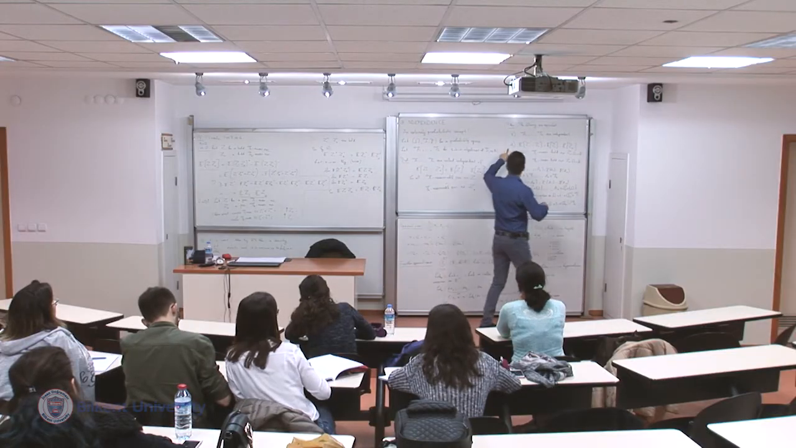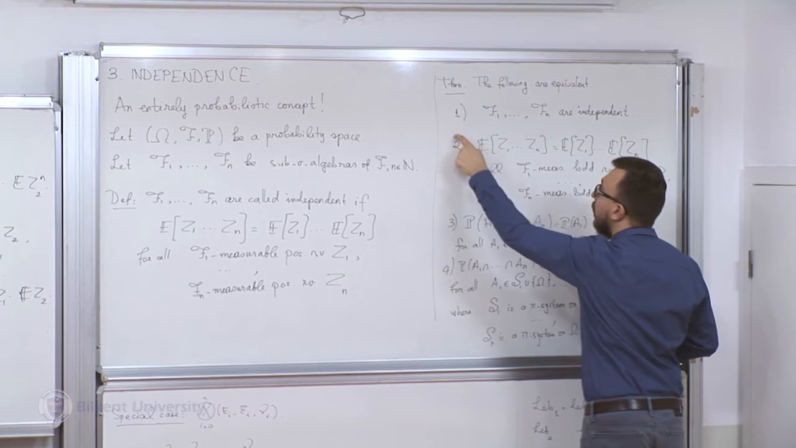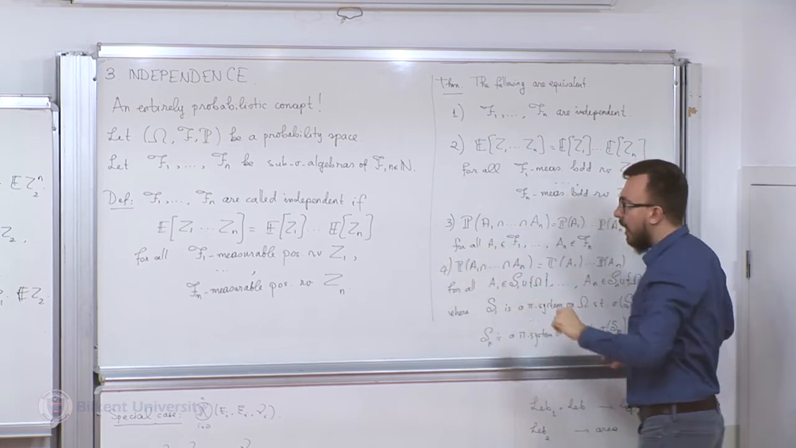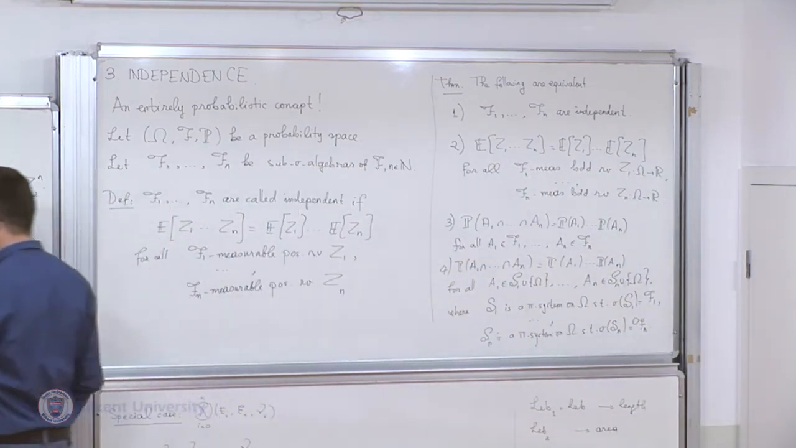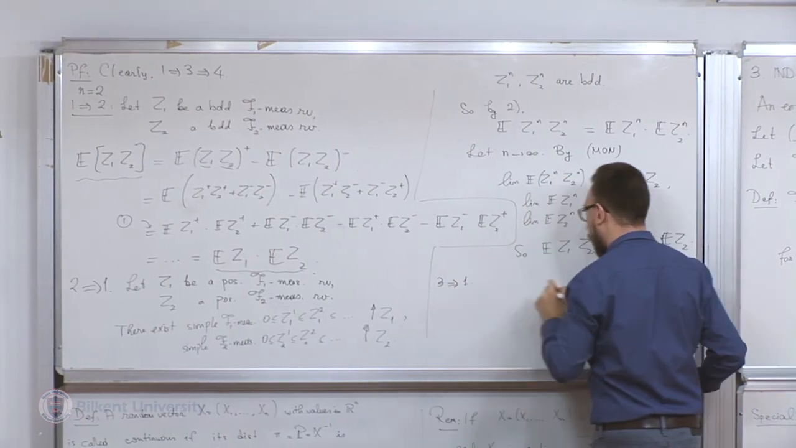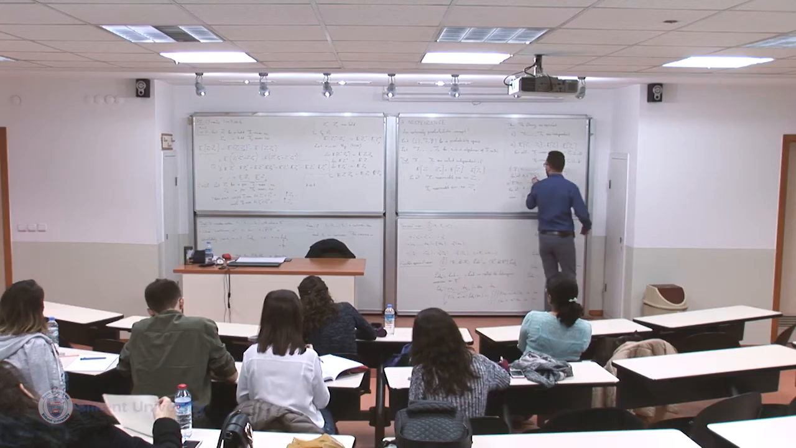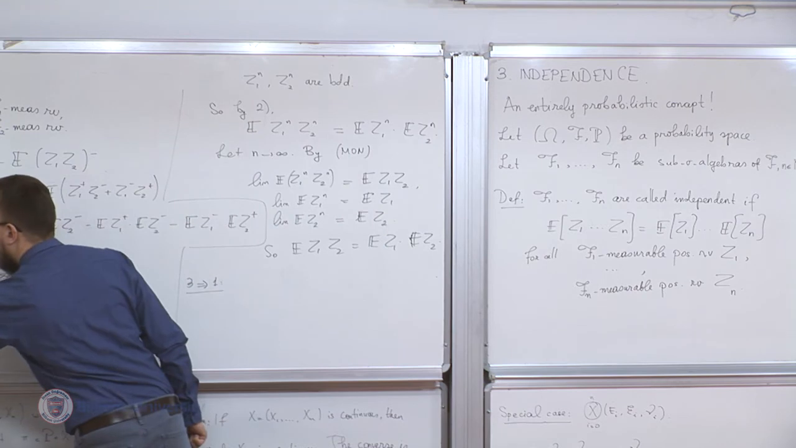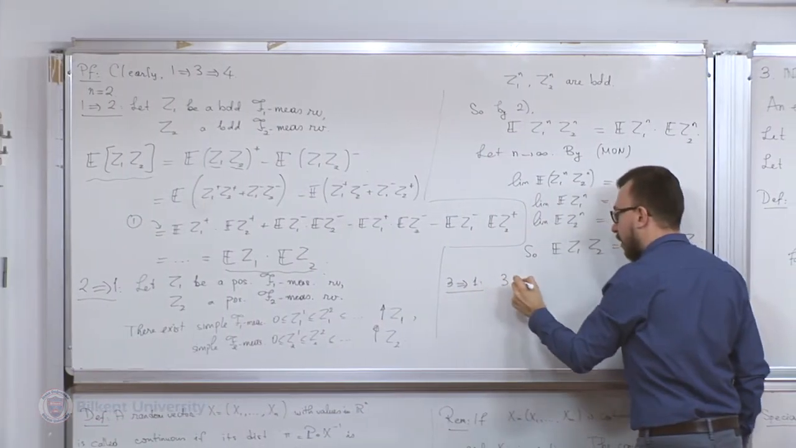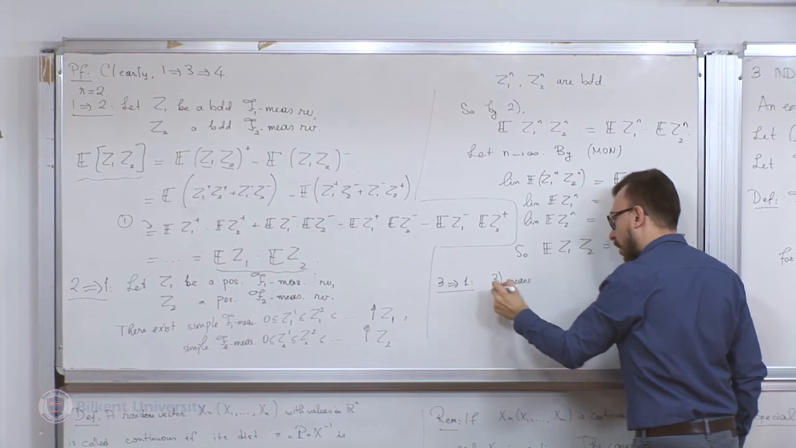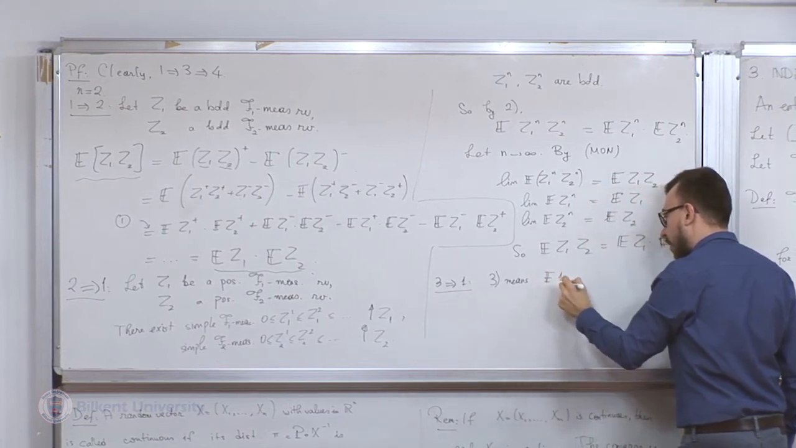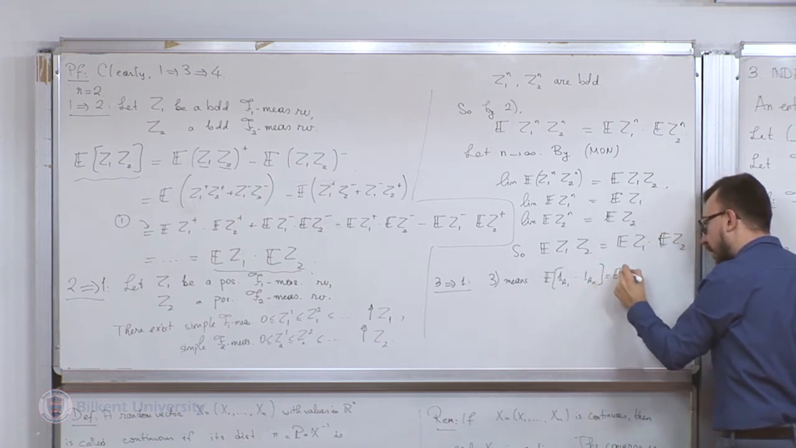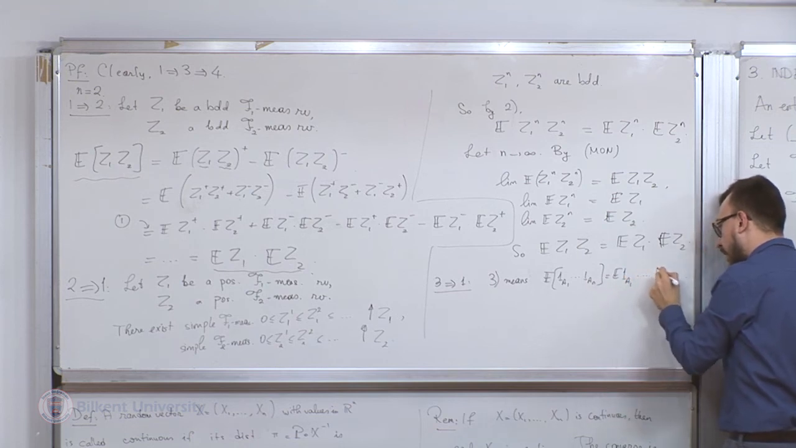So we proved 1 implies 3 implies 4, and 1 and 2 are equivalent. What we're going to do is to show 3 implies 1 and 4 implies 3, and we're going to be done. So let's prove 3 implies 1. So 3 is for indicators. So note that three means we have expected value of the product of those indicators is equal to the expected values of the individual indicators.